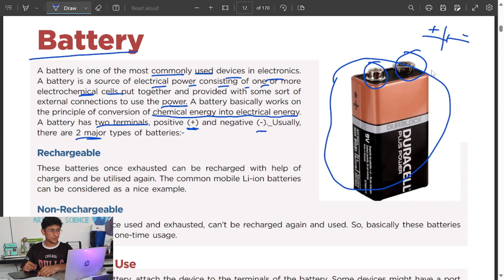There are two main types of batteries. The first one is rechargeable and the second one is non-rechargeable. Rechargeable batteries, once exhausted, can be recharged with the help of chargers and then used again. Common mobile lithium-ion batteries are a nice example. The second type is non-rechargeable. These batteries are used and exhausted, and can't be recharged and used again. Basically, these batteries are only meant for one-time use.